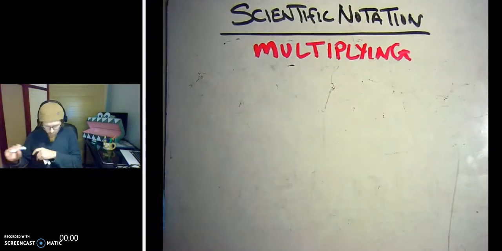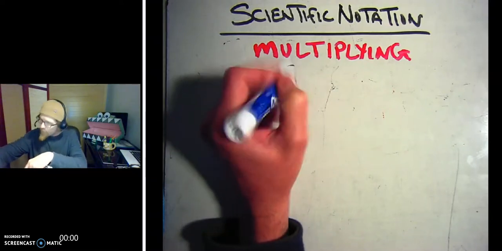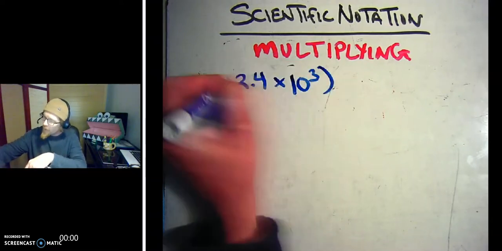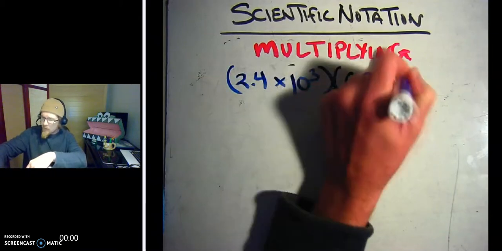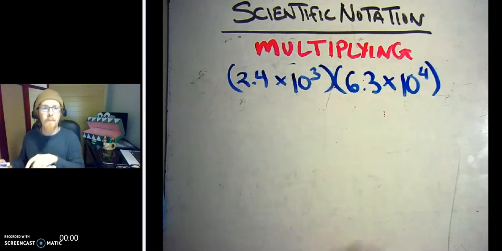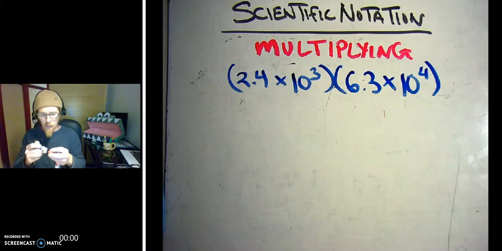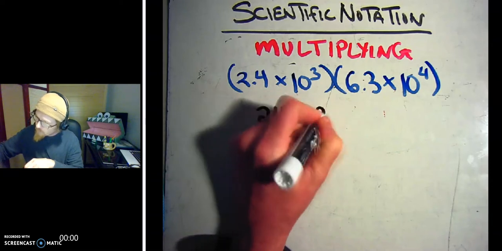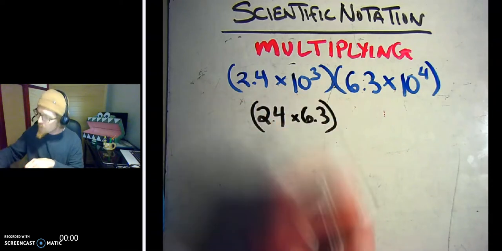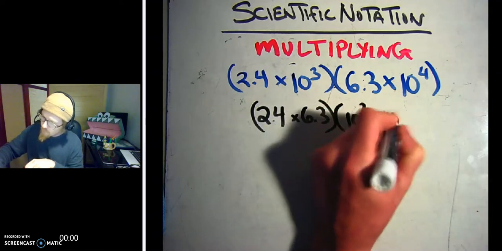So let's try multiplying these two numbers. 2.4 times 10 to the third multiplied by the scientific notation 6.3 times 10 to the fourth. So we have two scientific notation numbers being multiplied together. We're going to use that same technique. Let's take those two numbers, the 2.4 times 6.3, and group those together. And then let's group our powers of 10: 10 to the third times 10 to the fourth.